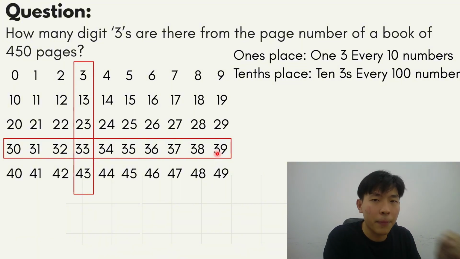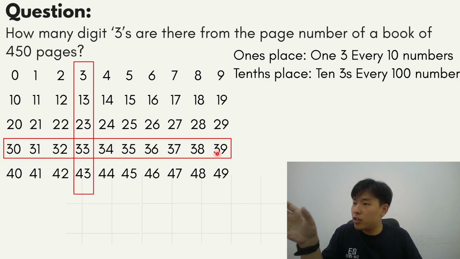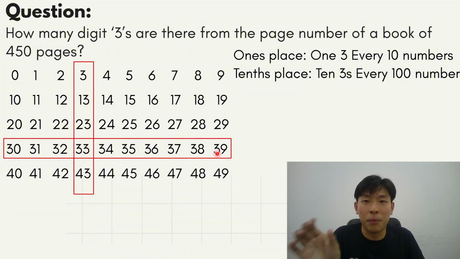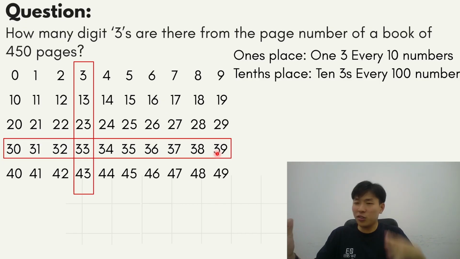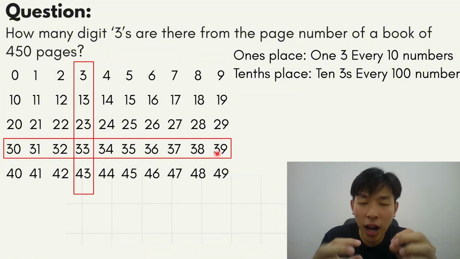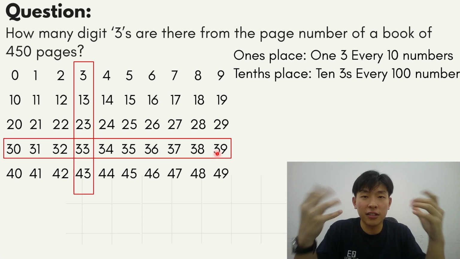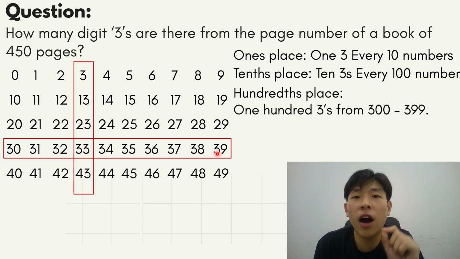And for all these numbers, how many threes do I have in the 100th place? I have 1. 300, 301, 302. Every number I have 1 three in the 100th place. So, how many threes do I have? Yes, I have 100. 300 to 399. 100 numbers. And every number I have 1 three. So, I have 100 threes. Perfect. So I have found the number of threes just for our 100th place.